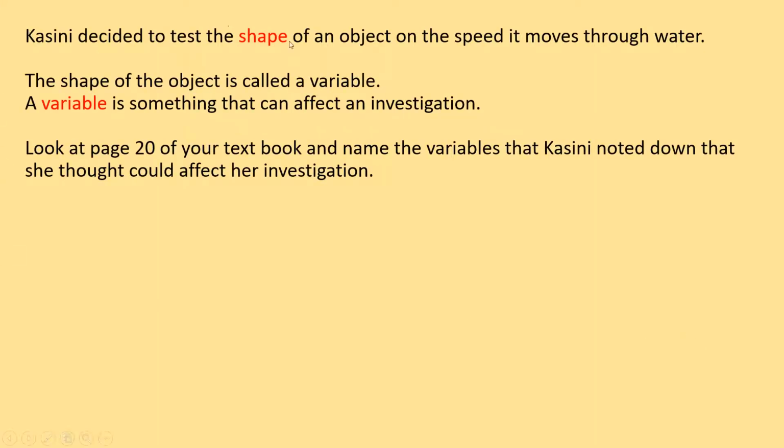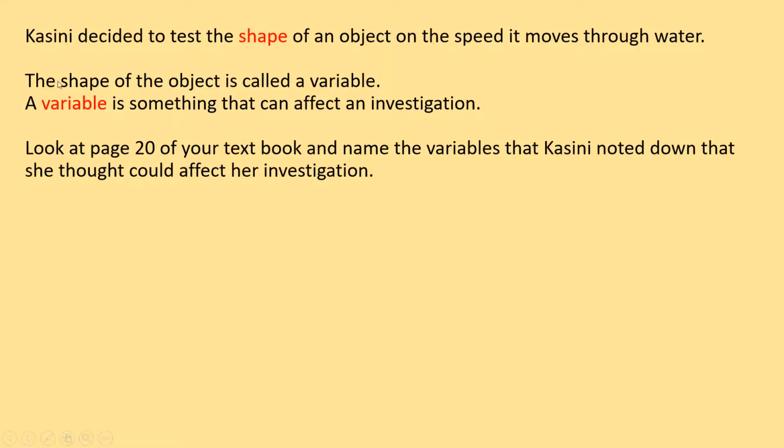Now, Cassini decided to test the shape of an object against the speed at which it moves through the water. If she wants to test the shape with respect to the speed, she must do an experiment concerning the shape of an object and its speed through the water. So the shape of an object is called a variable. Why a variable? Because I should change the shape.